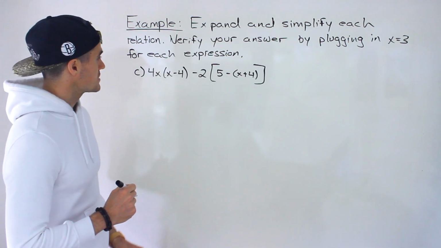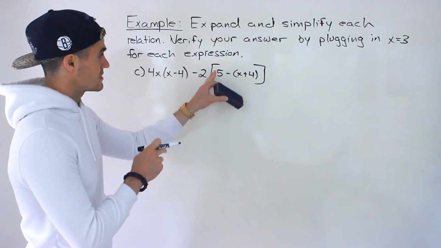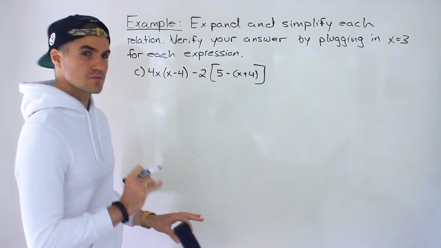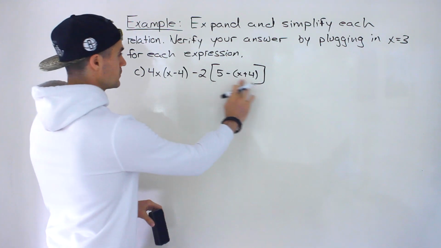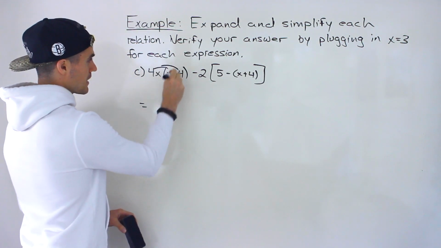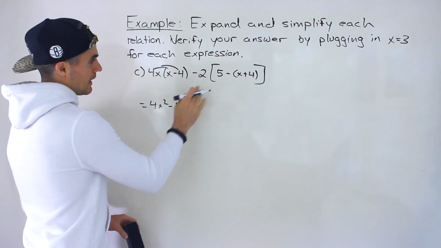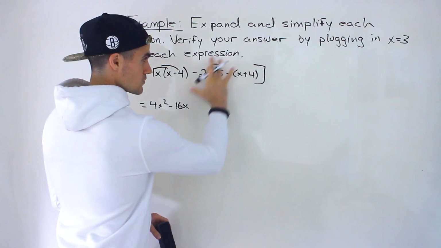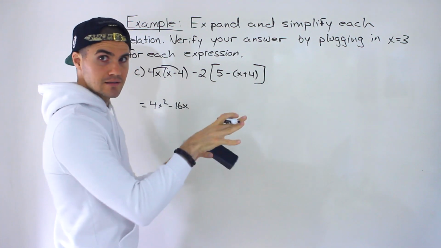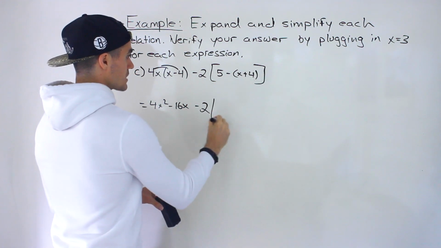And then finally, part C, we got 4x times x minus 4 minus 2 in brackets 5 minus bracket x plus 4 over here. So this one's a little bit different. You got to be careful with these brackets here, but overall it's not too bad. So let's first start off by expanding over here. So we'll have 4x squared minus 16x. And then if you get something like this where you got brackets within brackets, you want to deal with the innermost brackets first. So this minus 2, let's keep on the outside.